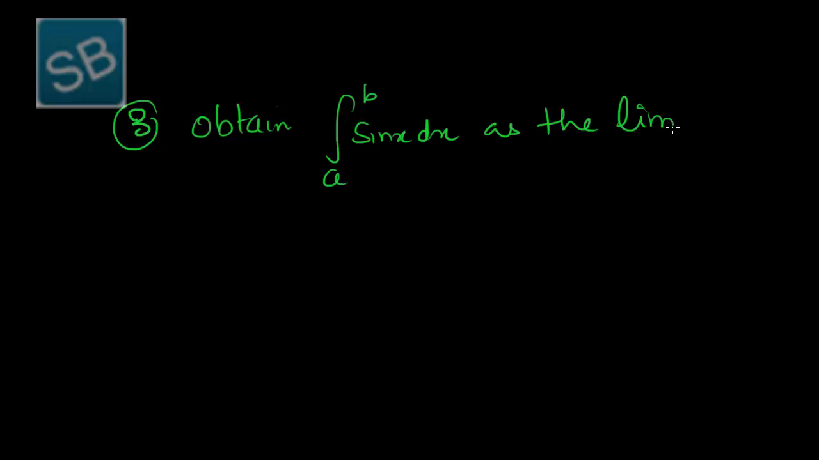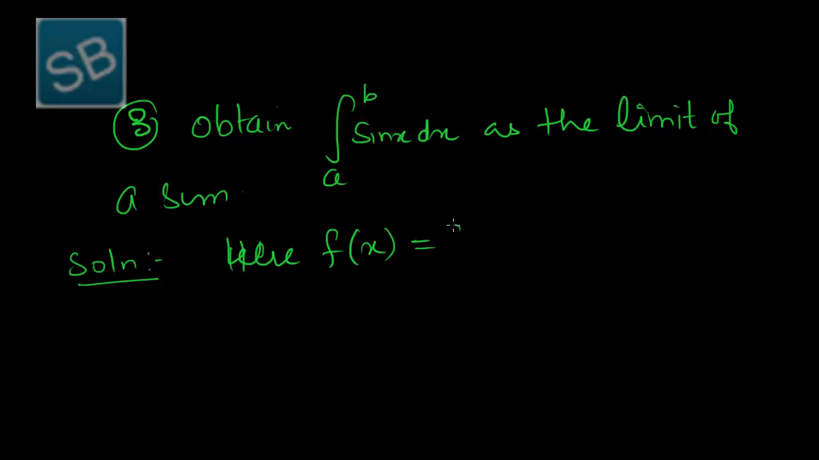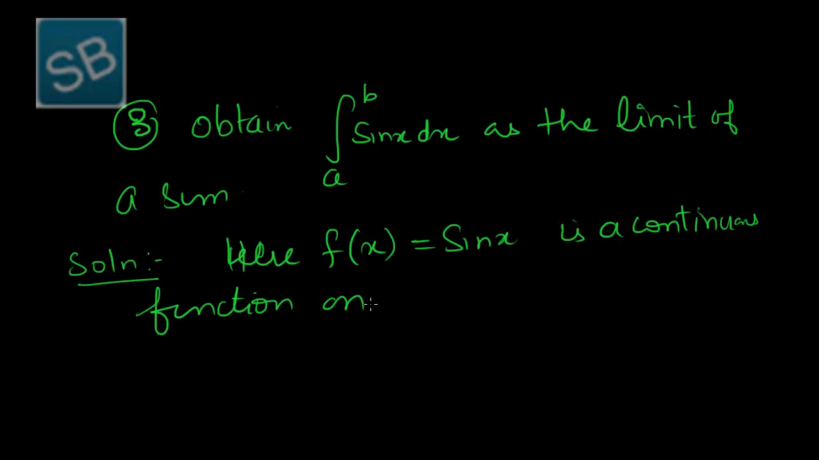Now the next problem is obtain integral a to b sin x dx as a limit of a sum. Solution: here f of x is equal to sin x, which is a continuous function on the closed interval a to b.